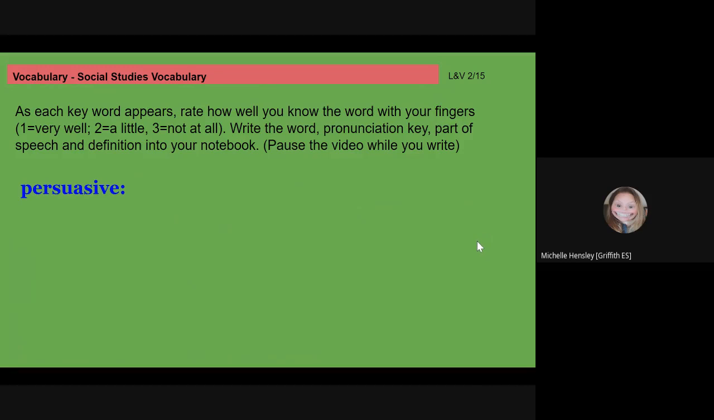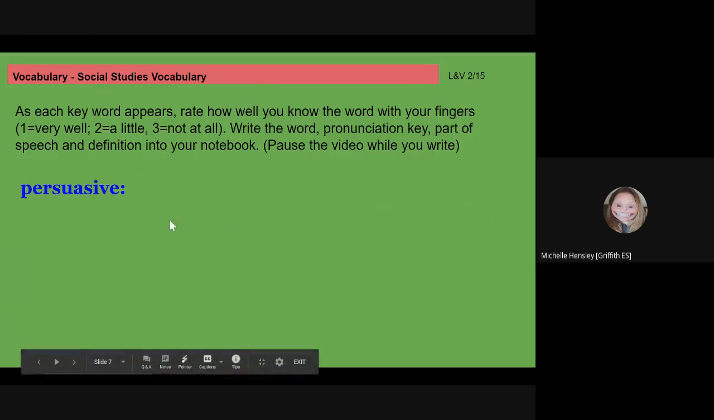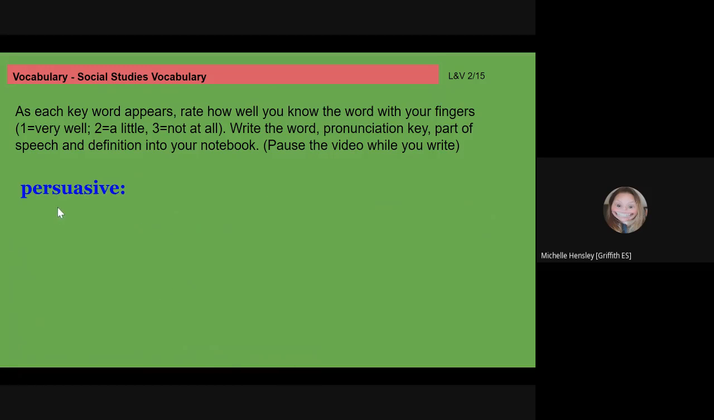All right, the next word, persuasive. Boy, that doesn't seem to go with our farming theme, but maybe it's going to come up somewhere else. Persuasive. How well do you know persuasive? Could you tell me what it means? Is that a 1? Have you heard it before? Give me a 2. Or is this a completely new word for you? Give me a 3.